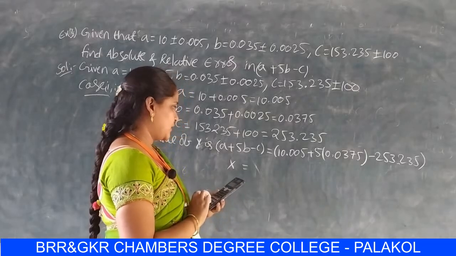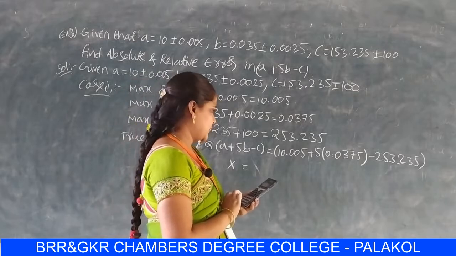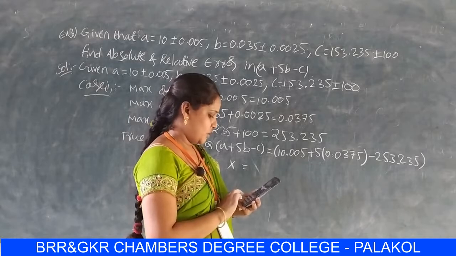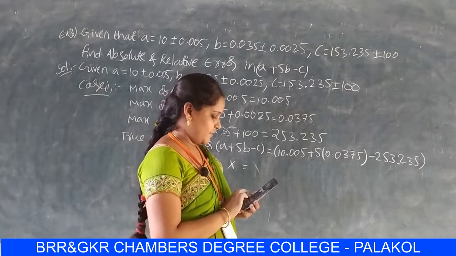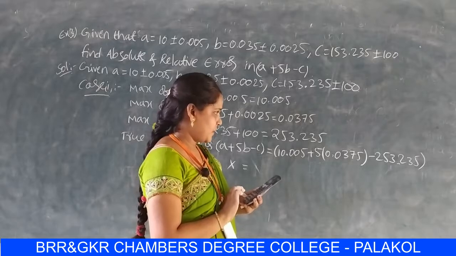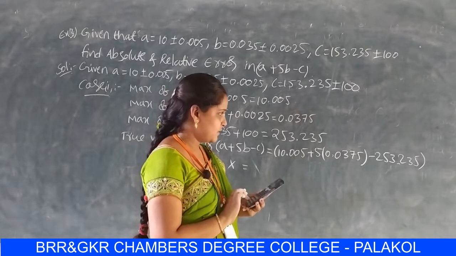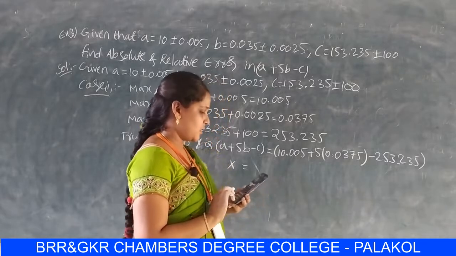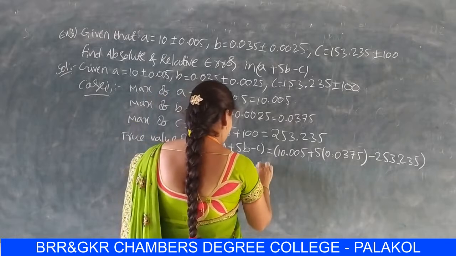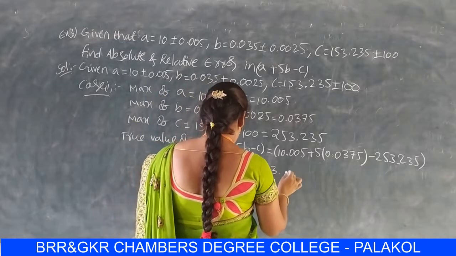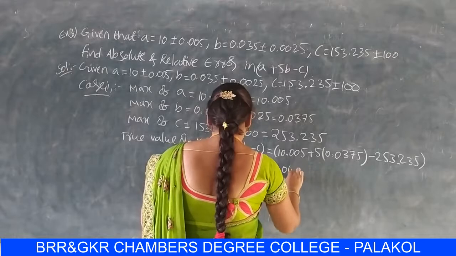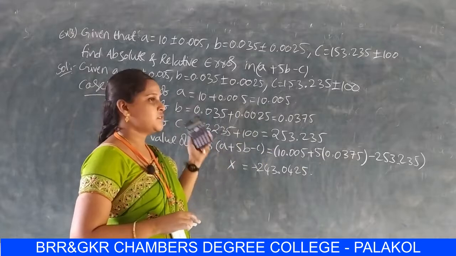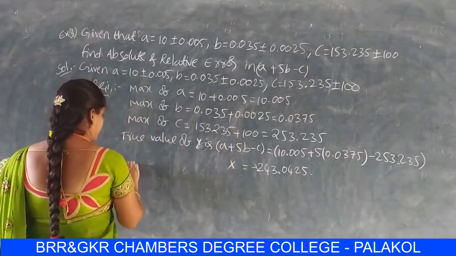Now we calculate on the scientific calculator: 10.005 plus 5 into 0.0375 minus 253.235 is nothing but minus 243.0425. So this is the true value of this maximum case.